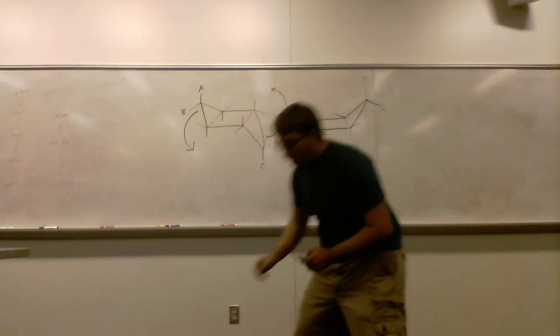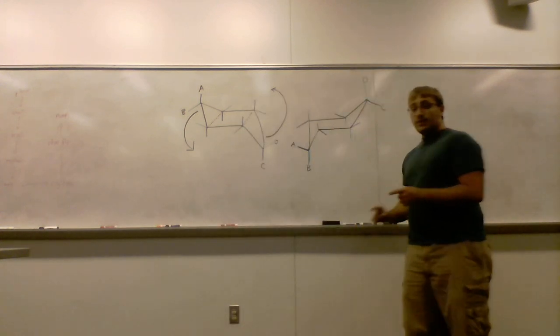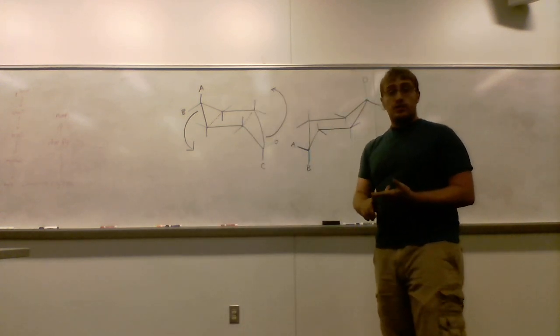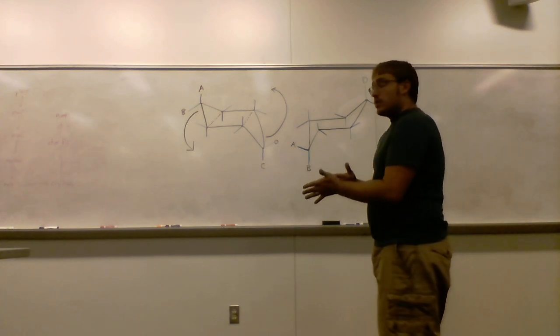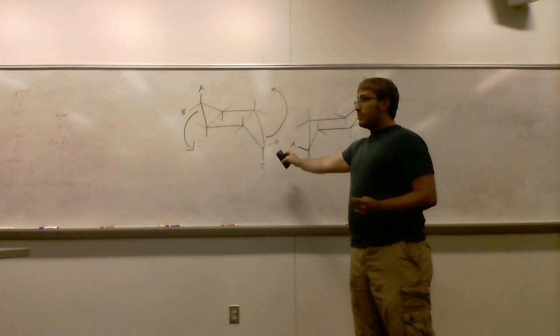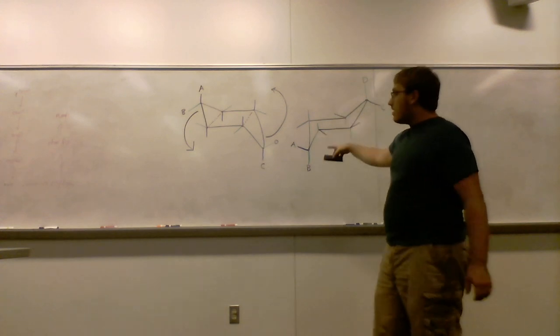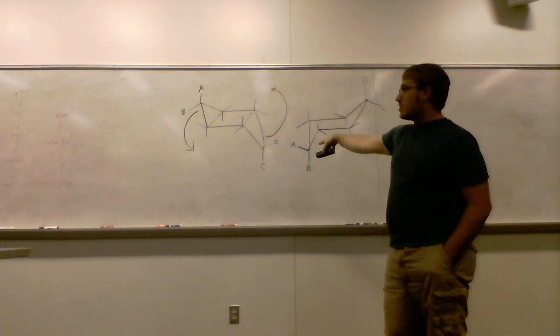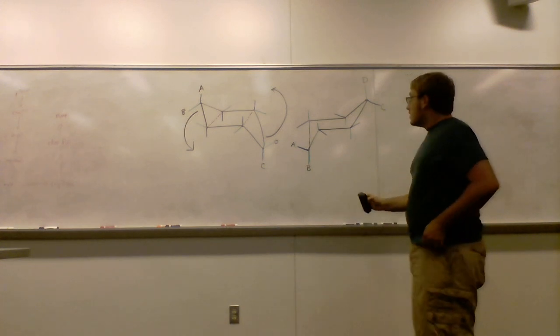Okay? So no matter what happens, when you do a chair flip, all axials go to equatorial and all equatorial go to axial positions. So this describes generally what's happening with the chair. We've now explained how we got to the chair conformation, how to draw the axial and equatorial positions, and also what happens when we do a chair flip.